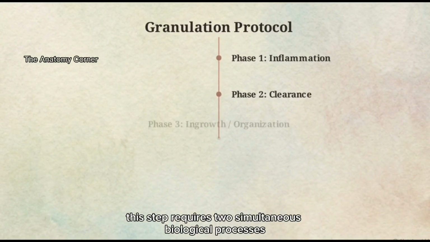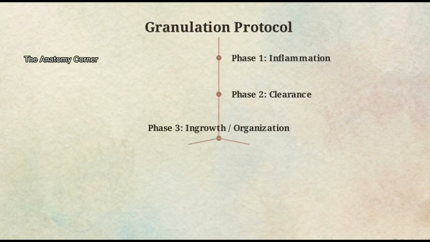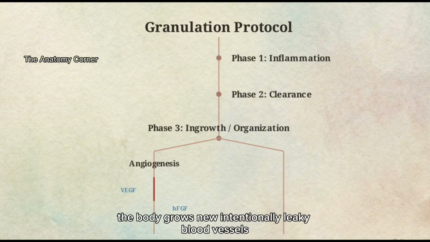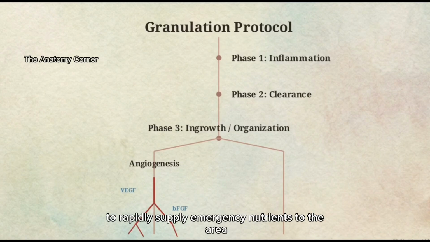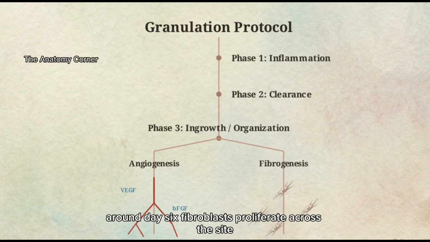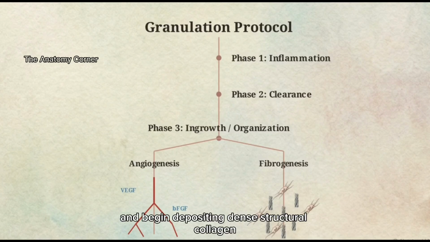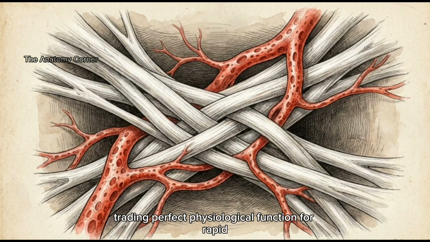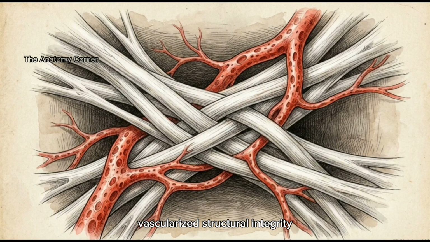This step requires 2 simultaneous biological processes. The first is angiogenesis. Mediated by growth factors like VEGF and bFGF, the body grows new, intentionally leaky blood vessels to rapidly supply emergency nutrients to the area. The second is fibrogenesis. Around day 6, fibroblasts proliferate across the site and begin depositing dense structural collagen. Granulation tissue is the body's emergency architectural protocol, trading perfect physiological function for rapid, vascularized structural integrity.